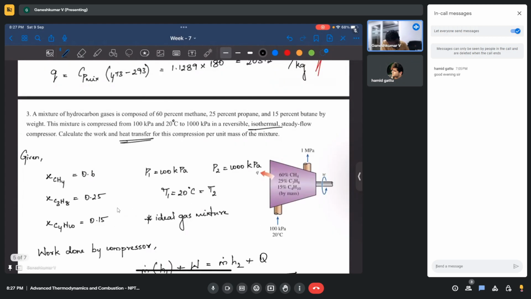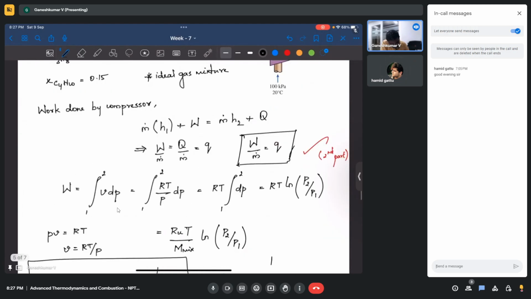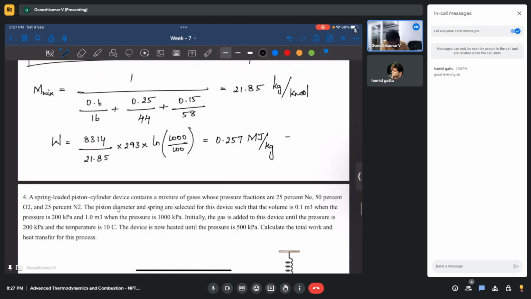So we found the work transfer. Heat transfer we already found. It is going to be simply the same. This is going to be equal to Q. All right.